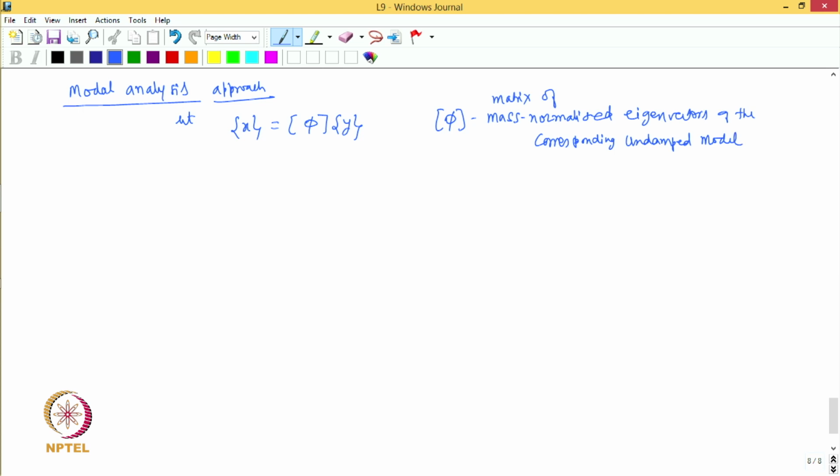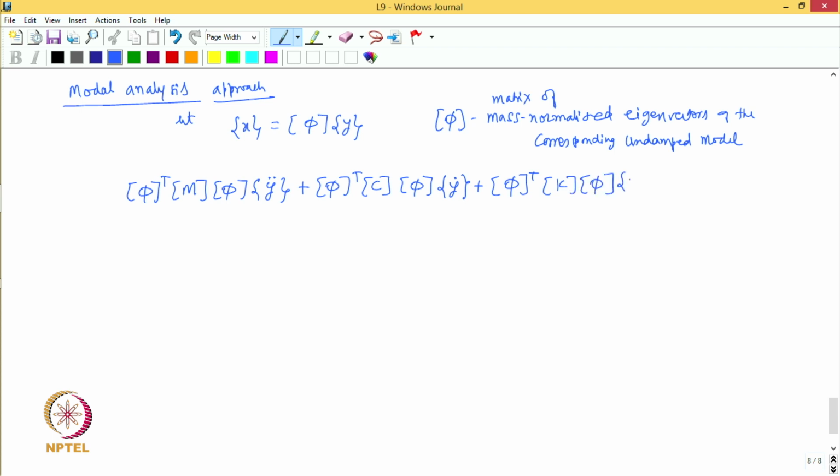If you substitute this in the equation of motion and pre-multiply by phi transpose, what we get is phi transpose m phi y double dot plus phi transpose c phi y dot plus phi transpose k phi y is equal to phi transpose, now we have the force vector, that is F. Now we use orthogonality properties: because the eigenvector matrix is based on mass normalized eigenvectors, phi transpose m phi is a unity matrix.